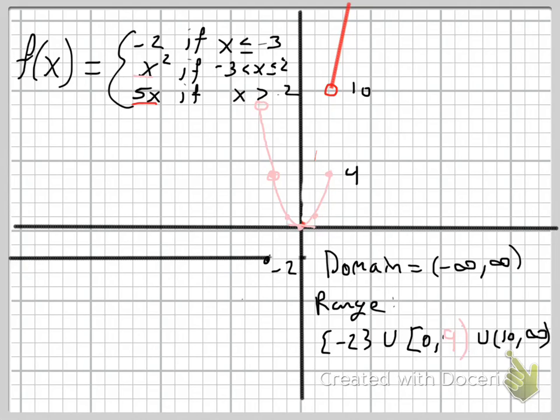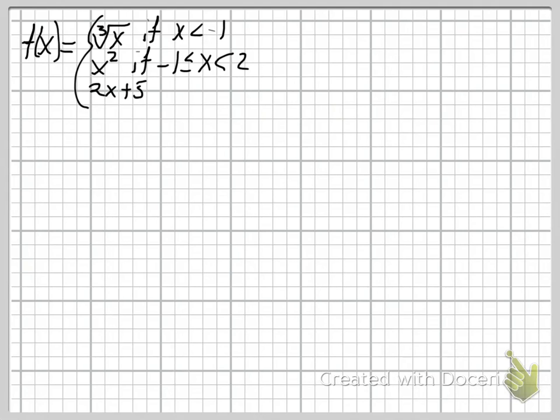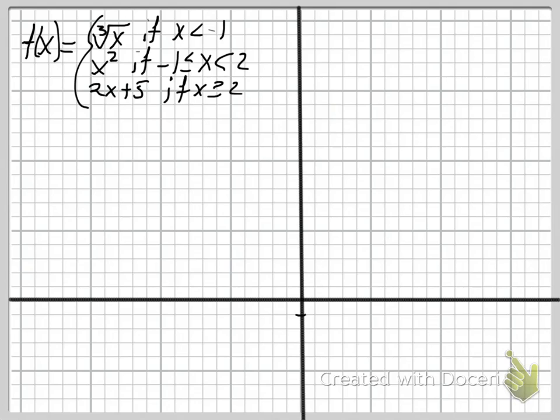We're going to do one more here. So f of x is going to be equal to, and this is actually one from the notes here, cube root of x if x is less than -1, x squared if x is between -1 and 2, and then it looks like the line 2x plus 5 if x is greater than or equal to 2. So what we'll go ahead and do is we'll draw in the cube root function. That's one of our parent graphs that we graphed in class, and this is what it looks like. Kind of looks like a propeller or something, but it only exists when x is less than -1.